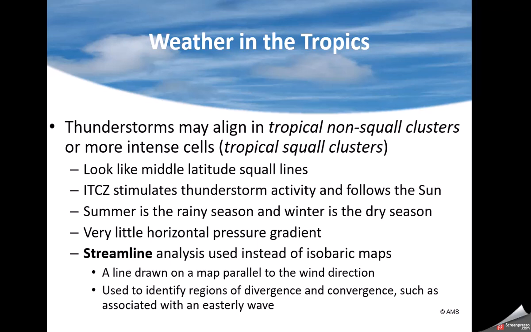We use what we call streamline analysis instead of isobar pressure analysis. The reason we do that is it can pick out convergence and divergence areas very well in the tropics, where you're not getting a lot of pressure change. You don't typically have very intense lows. By just drawing the winds, taking a line and drawing right along with the wind flow, you can actually see where the lines converge because of the winds converging there, or diverge.